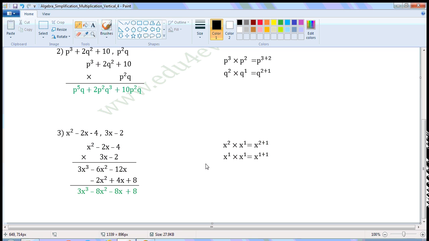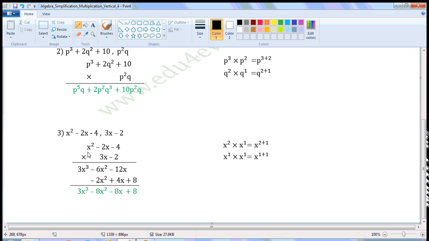Let us simplify this in the rough work. X to the power of 1 into x to the power of 1 is equal to x to the power of 1 plus 1. That is equal to x to the power of 2. So write minus 6 x to the power of 2. Now minus 4 into plus 3x. Minus into plus is minus. 4 into 3 is 12, x.